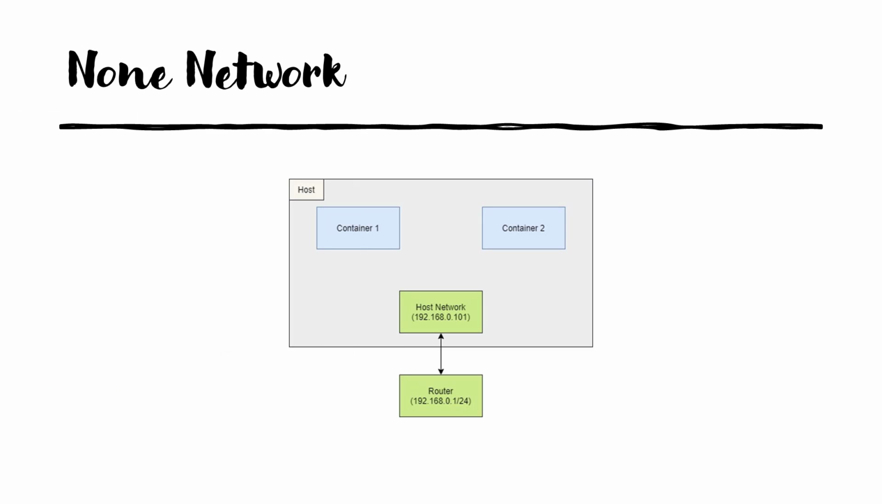The none mode networking is used when a container's networking is to be disabled. In this case, the container is not connected to any network. From the above diagram you can see the two containers are isolated from the host network and as such do not have any network access.